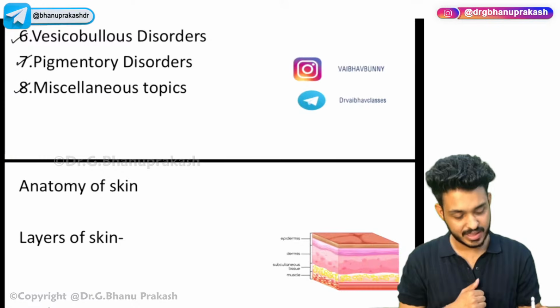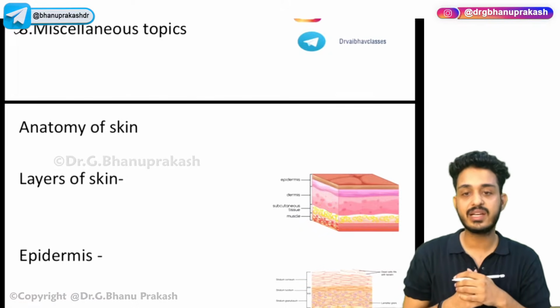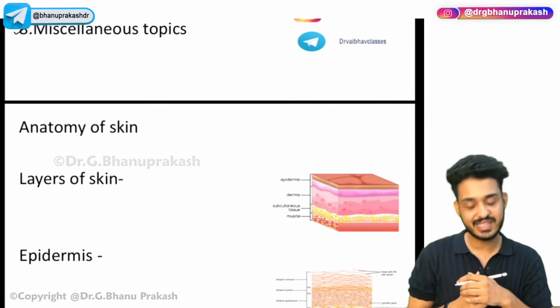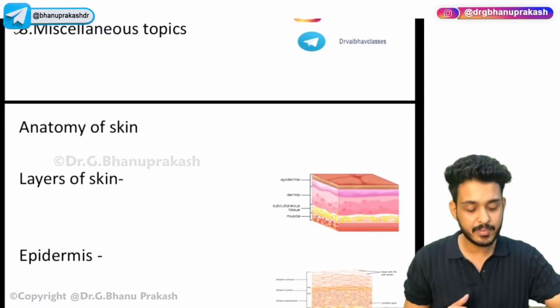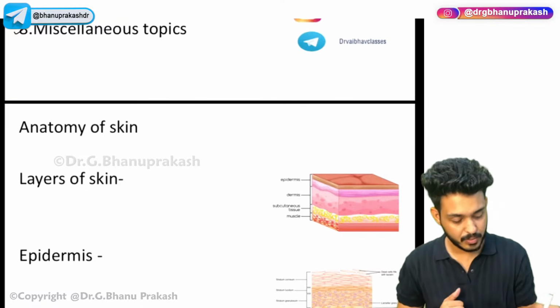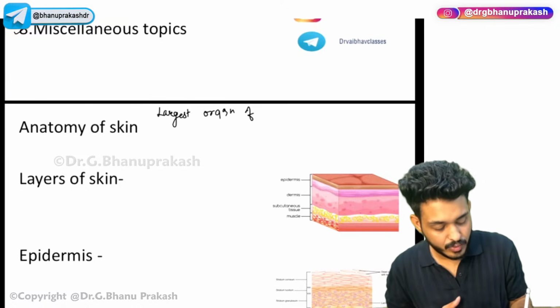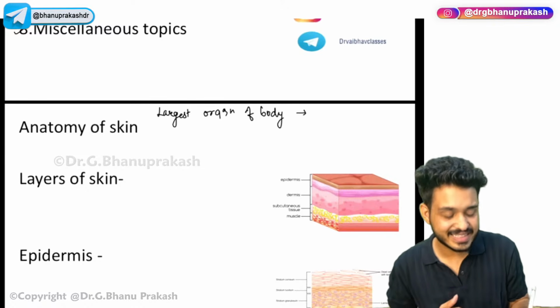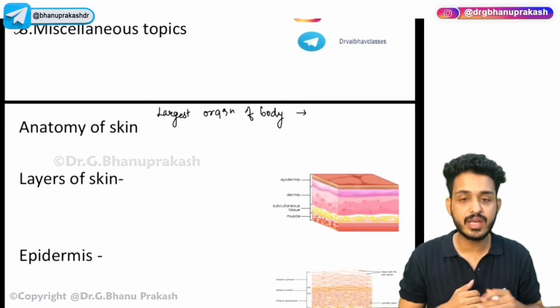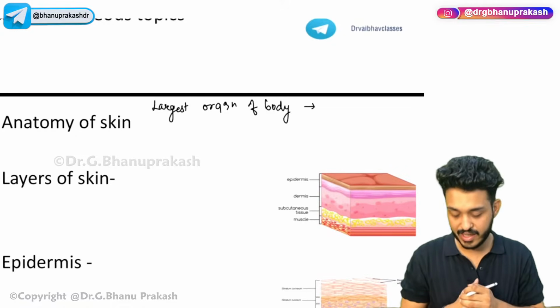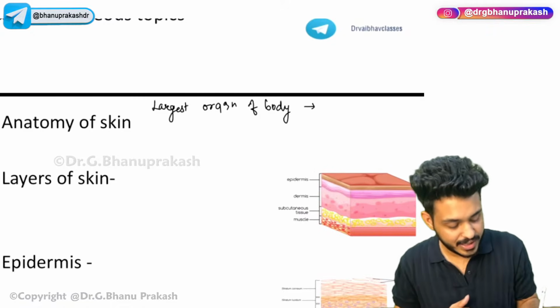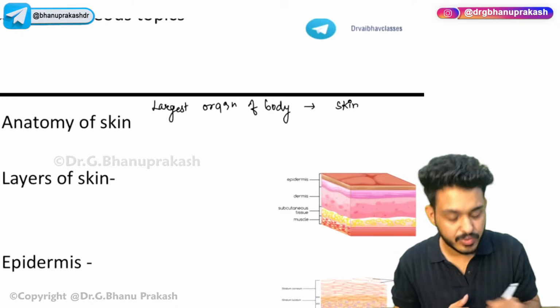So first thing, let's start with the anatomy of the skin, guys. How many layers do we have in the skin? Before that, can anyone tell me what is the largest organ of the body? We will be starting with the basics and then we will pick up the speed. Everything will be covered, don't worry about anything, you just have to answer me. So that would be your skin, guys.